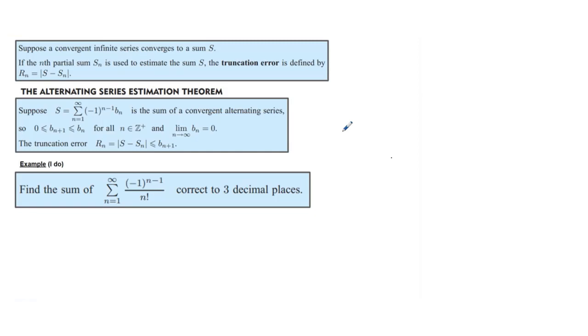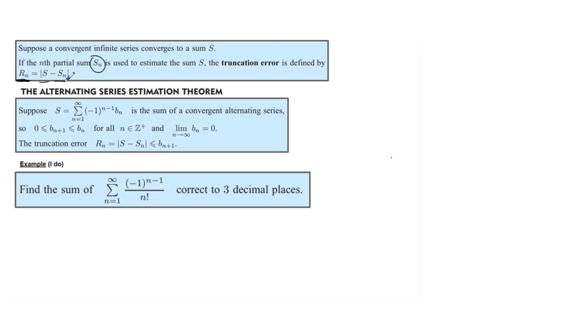Suppose a convergent infinite series converges to a sum S. If the nth partial sum Sn, so remember, we add up the first n terms, is used to estimate the sum S, the truncation error, remember, is the error after you do a partial sum, you're cutting off the rest of the sums in the sequence. So truncating is cutting. The truncation error is defined by Rn, the absolute value of the error, so just taking it to be positive, is the true sum minus the nth partial sum.